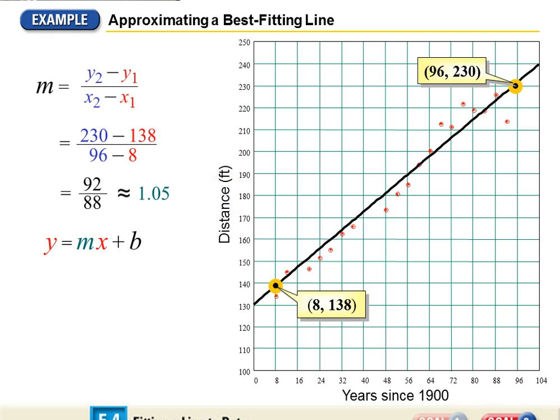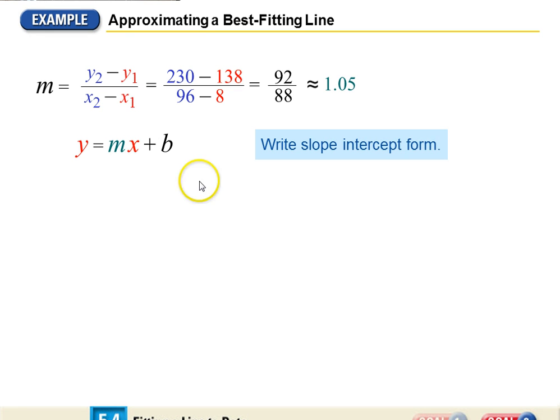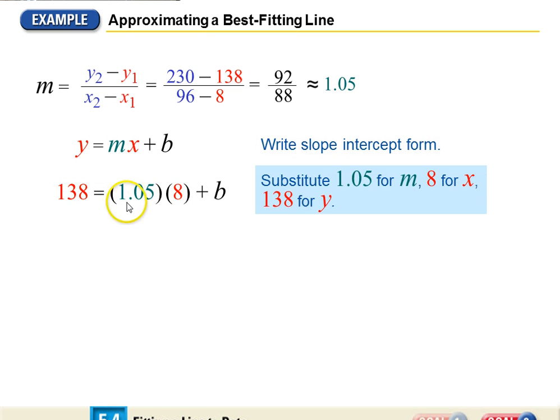There's our slope-intercept form. This is an equation for a line, slope-intercept form. We just found the slope. 1.05 is the slope, so we can plug that in for m, and that's what we're going to do. Slope-intercept form, we're going to plug in 1.05 in for m, and then we're going to plug in 8, 138 for x and y. Why are we going to plug in 8 and 138 for x and y? Because we know that 8 is an x value that's on our line, and we know that 138 is the corresponding y value that's on that line with the point 8.